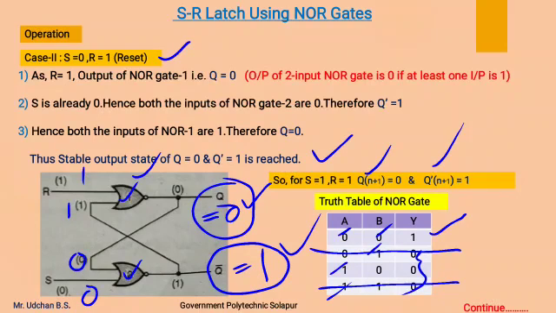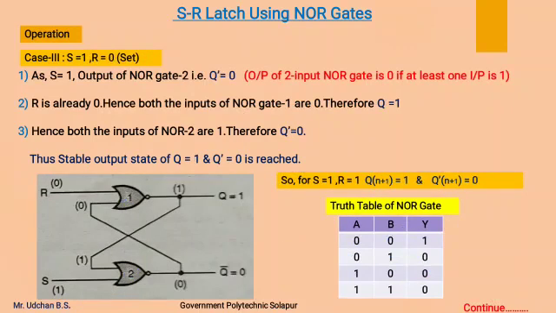Therefore for S equal to 0, R equal to 1, here S is 0, by mistake it is written as a 1. S is equal to 0, R equal to 1, we get Q 0 and Q complement 1. Now next we will see the third case, S equal to 1, R equal to 0.